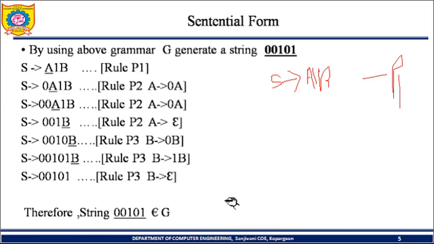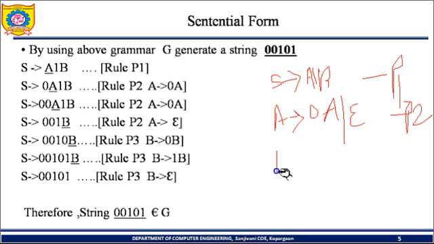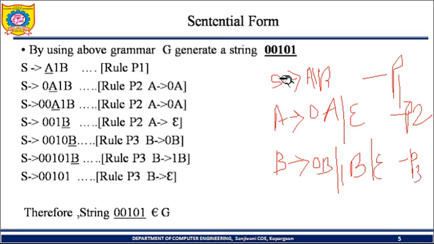After that the second rule is A tends to 0A or epsilon. This is the second rule, which is given. And the third rule is B tends to 0B or 1B or epsilon. So these three rules are given, and we are going to use these three rules to generate the given string. So here you can see, first of all we are going to use this rule A1B. So S tends to A1B, the P1 rule is used.